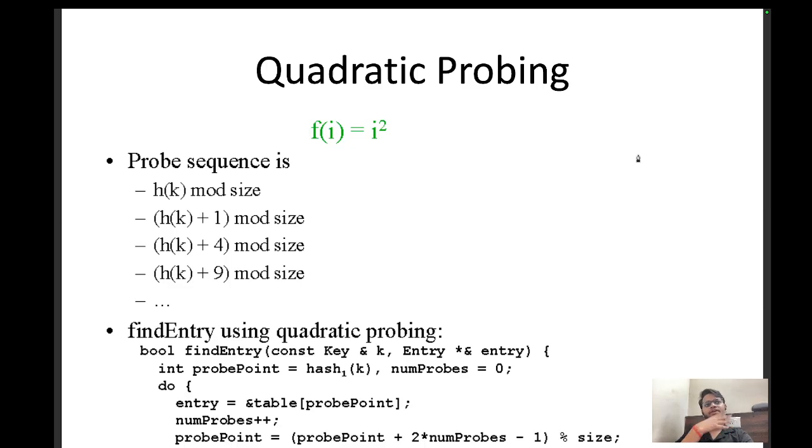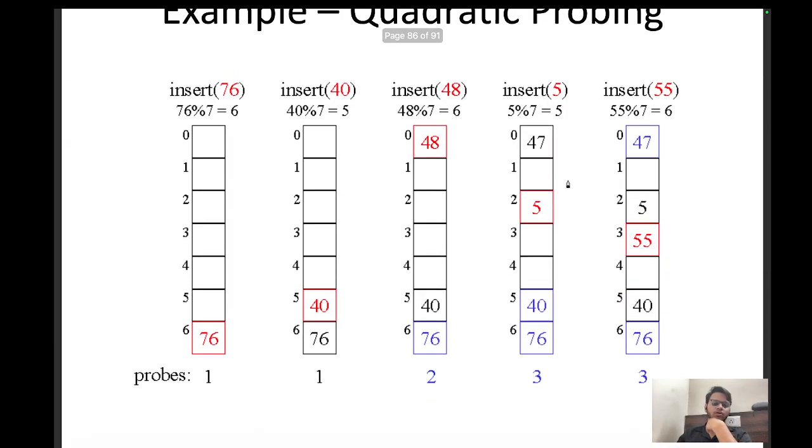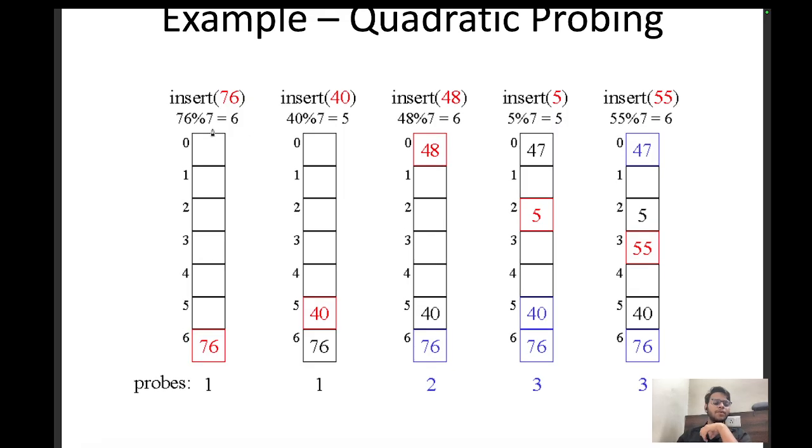For example, if we have 10 elements or 50 elements and the hash function is key mod 100, it will be easier for you to store these elements with quadratic probing than with linear probing. The example we have been given here is 76, 40, 48, 5 and 55. If you divide 76 by 7 you get 6, so it is put at bucket 6. 40 mod 7 is 5, and you can store it at the fifth place.